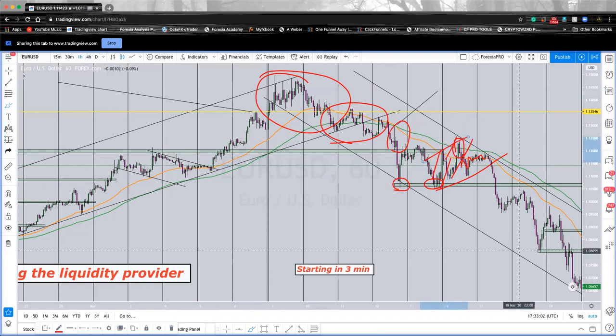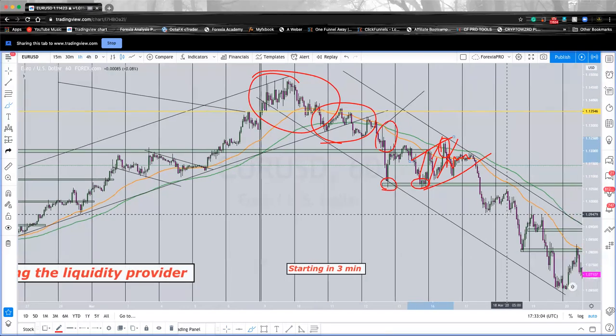And you want to take that retest to the downside. You want to buy when everybody sells. You want to sell when everybody buys. And that's how you become the liquidity provider.